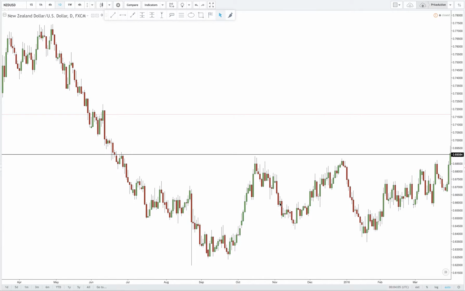Hello everyone. Today we'll discuss something called multiple time frame analysis. For that, I'm taking a New Zealand US dollar daily chart and went back into October, November 2015, just to show you an example of how to do the multiple time frame analysis.